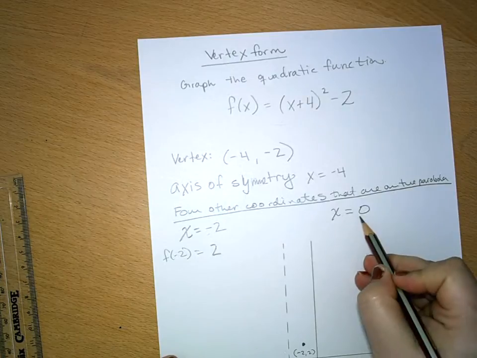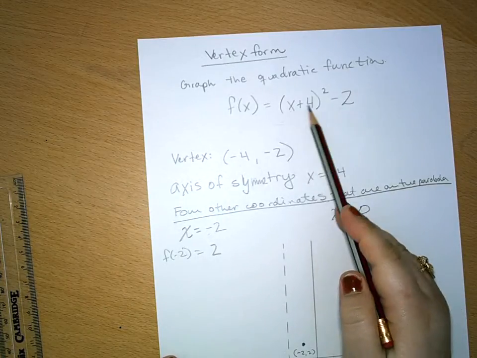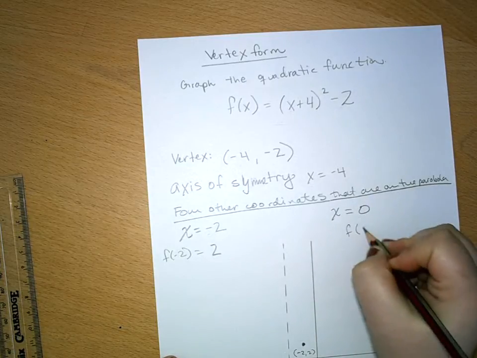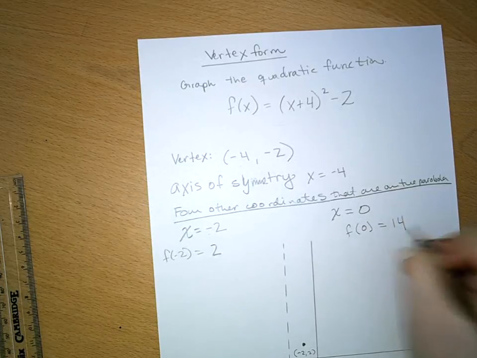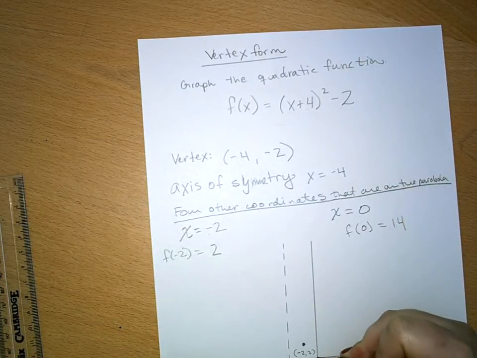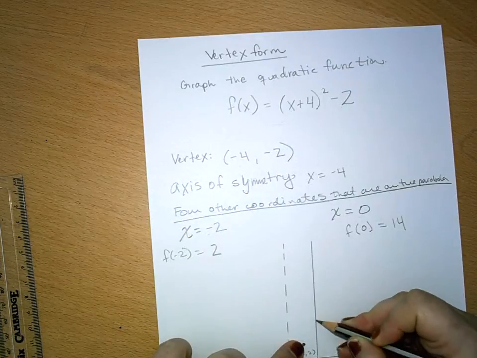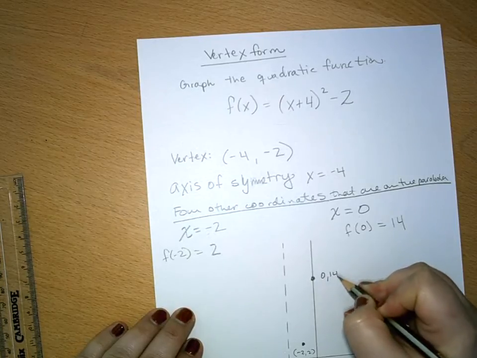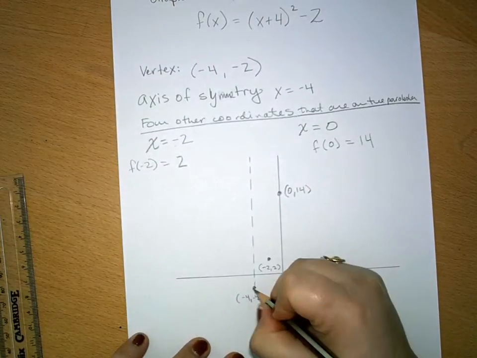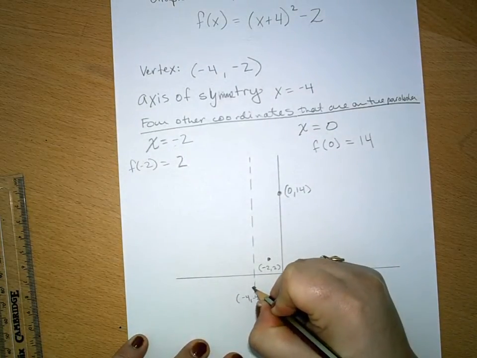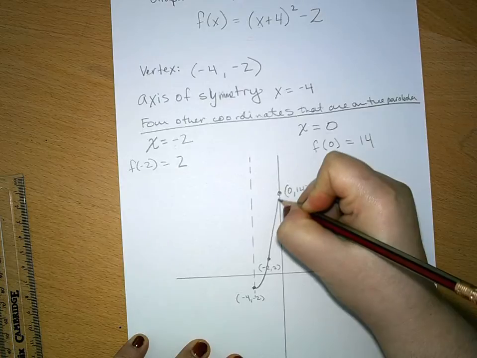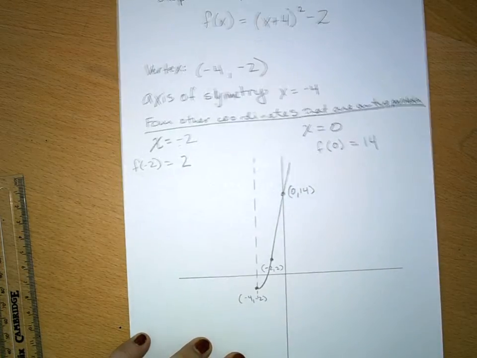Now for our other coordinate, 0 plus 4 is 4, 4 squared is 16, minus 2. So f of 0 is 16 minus 2, which is 14. And so then we have 0, 14. Make sure that when you're graphing these, you label every single one of your points. So now you can kind of see this shape forming, and it's going to be a U-shaped graph. Okay, so there's half of my parabola.